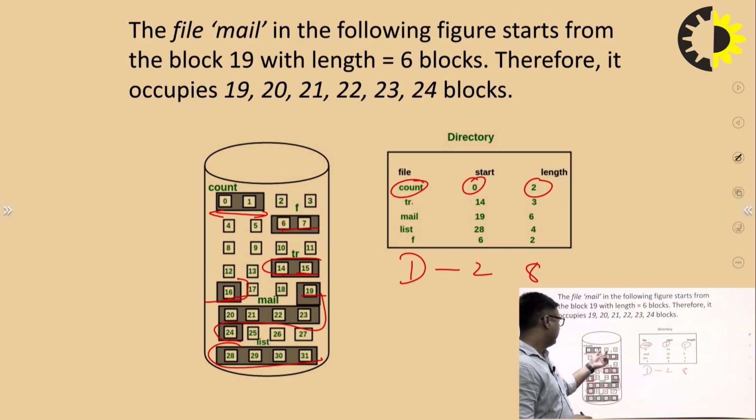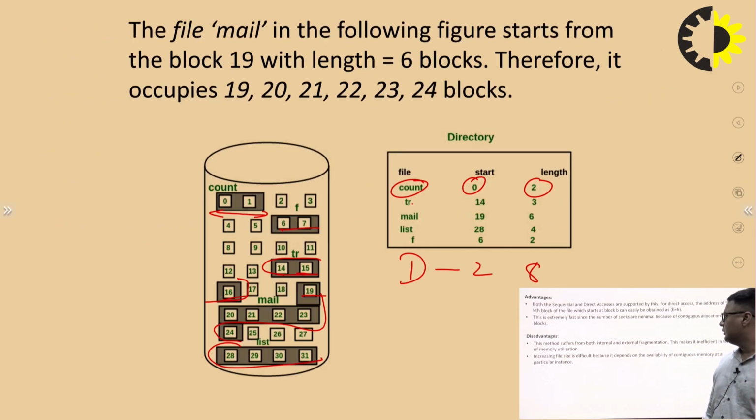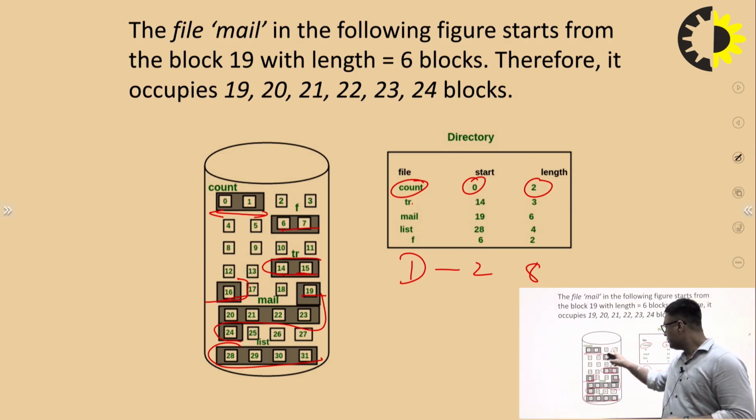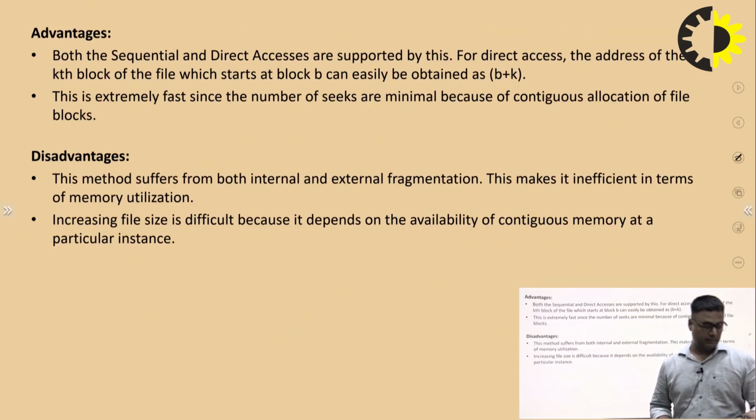And if the file size is not contained internally, that means it is a block. Suppose different blocks are given, but if the file size is minimal, then we have to cover the whole block, so it is also called internal fragmentation. Increasing the file size is difficult because it depends on the availability of contiguous memory. If the size increases to 9, are 9 positions available continuously or not? No. So the file size cannot be increased.